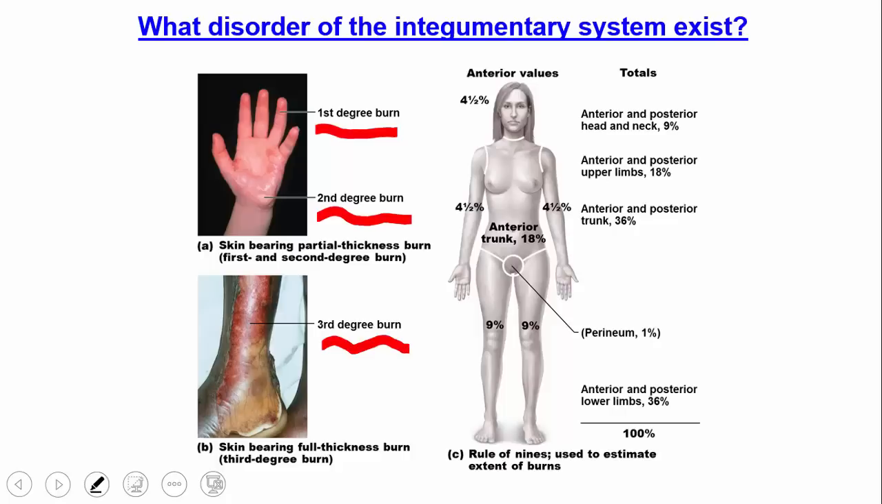If a burn patient comes in, physicians will often estimate what percentage of their body was burned. To do that, they use something called the rule of 9s. The body is divided into different portions that add up to 9%, so there are areas that are 9% each. This diagram is showing you part of that. They estimate, based on this, what total percentage of the body is burned, and obviously the higher the percentage, the more severe.